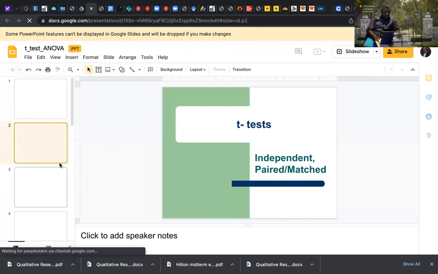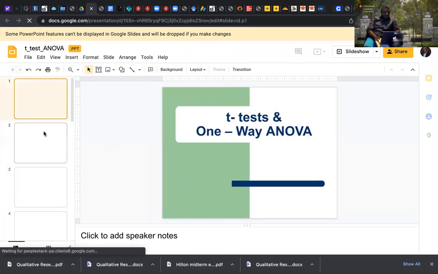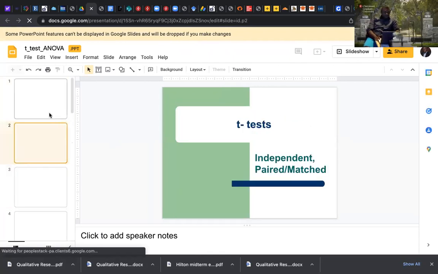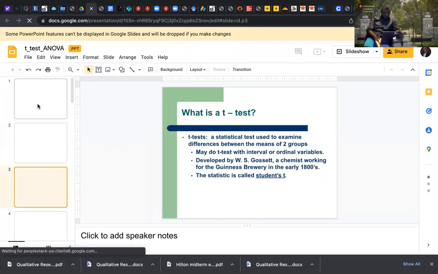And so the t-test, this is still loading. Please load fast. Why is it so slow this time? Okay.